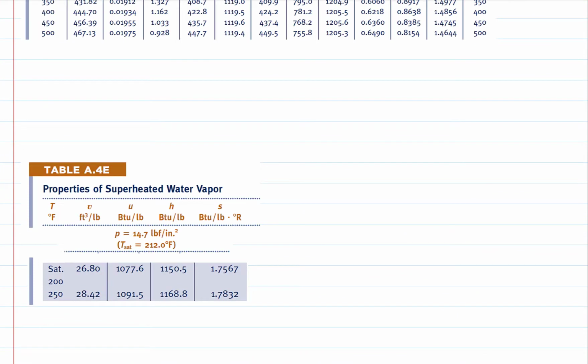So at location 2, pressure 14.7 psi, temperature 250 degrees Fahrenheit, enthalpy H2 is here.